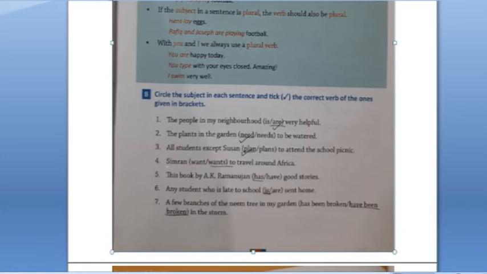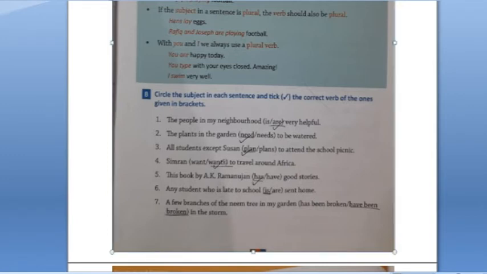And fourth is, Simran is singular, so we use wants. Simran wants to travel around Africa. And the fifth is, this book by A.K. Ramanujan. This is singular, so we use the singular verb has. So this book by A.K. Ramanujan has good stories.